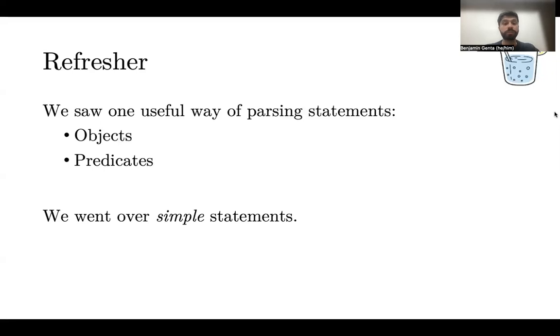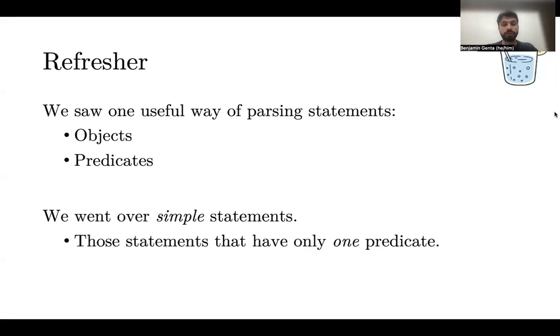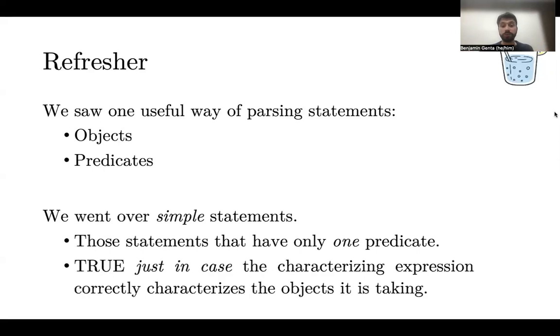And we saw simple statements, we went over them, and we saw that those statements are those that have only one predicate. They may have many objects, because remember, predicates might take in multiple objects. And we saw that simple statements are true just in case the characterizing expression correctly characterizes the object it is taking. So if I say the cat is on the couch and the cat is not actually on the couch, then that means that the predicate is incorrectly characterizing the expression, and so the statement is false.